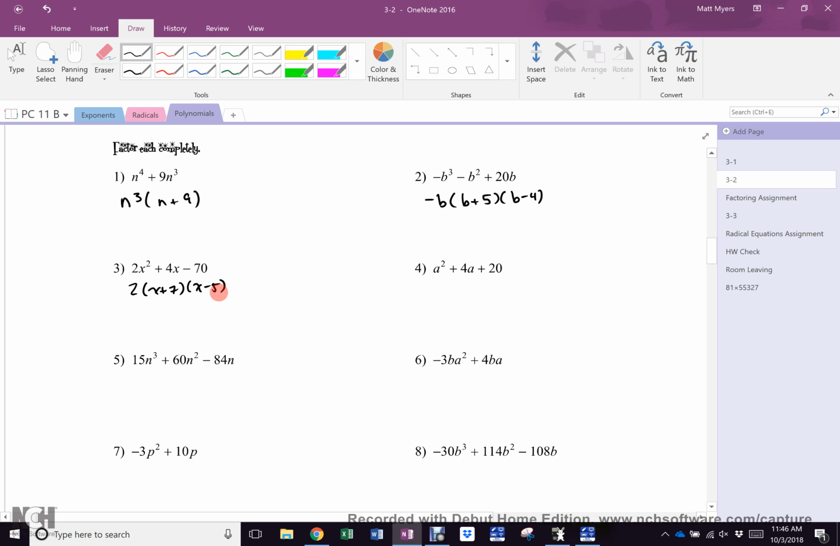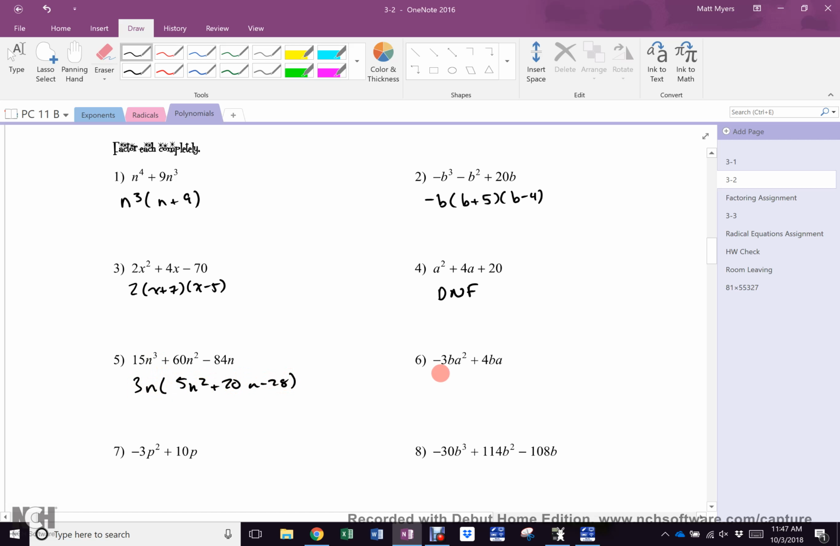4. Tirath, the only one you didn't do was 4? That's convenient because 4, of course, doesn't factor. You can't do 4 because there are no numbers that multiply to 20 and add to 4. Number 5, Jazzkarn. 3n, yes. Bracket 5n squared plus 20n minus 14. And you can't factor that anymore, so you're done.